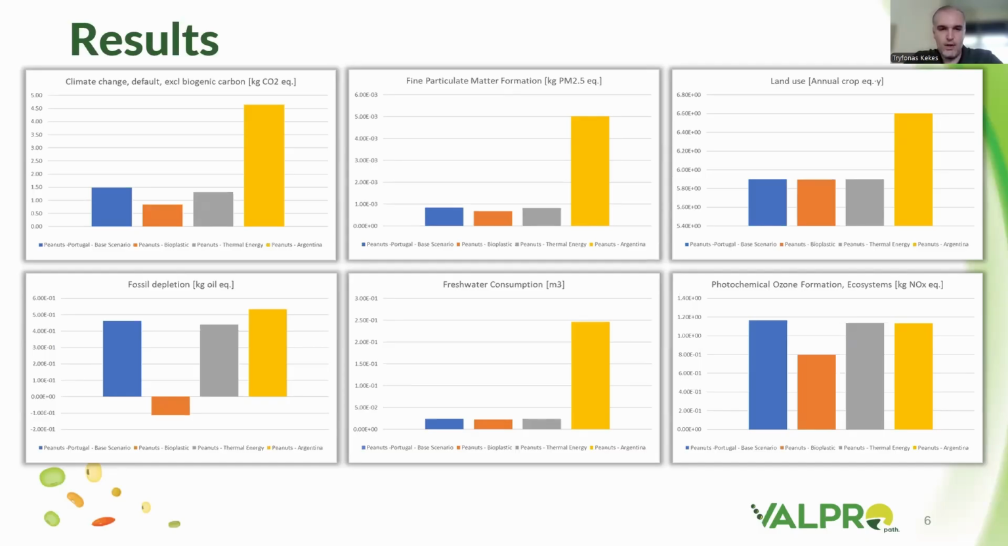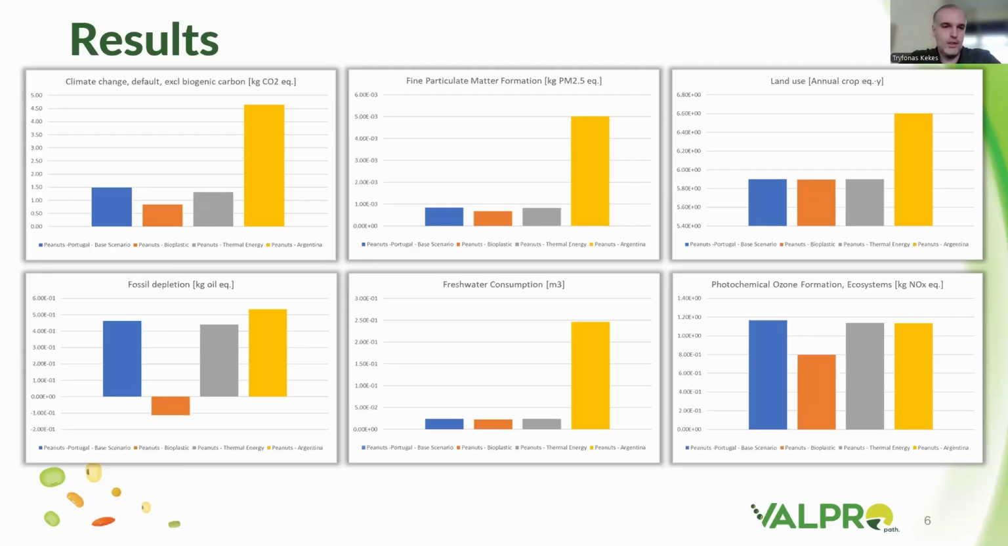In the third scenario, they are valorized to produce thermal energy, meaning that they are combusted to produce thermal energy, while in the fourth scenario, they are valorized to produce bioplastics that can then be used as packaging materials. Based on the results, it is evident that all peanuts that are cultivated in Europe exhibit superior environmental performance compared to the peanuts that are produced in Argentina and then transported to Europe to be processed.